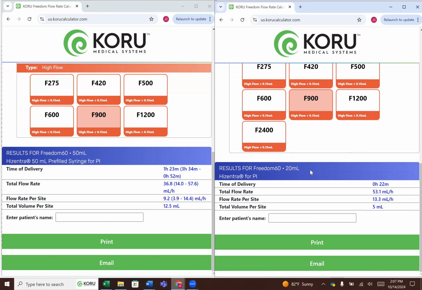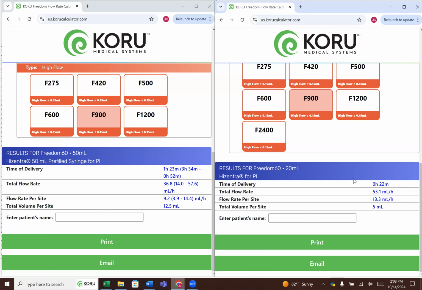As you can see, the total flow rate and flow rate per site is higher than it was for the Hizentra PFS. Make sure this increased flow rate is still in alignment with your patient's therapy goals and the drug manufacturer's recommended infusion parameters. Finally, combine both infusion times to calculate the total duration of your infusion therapy.